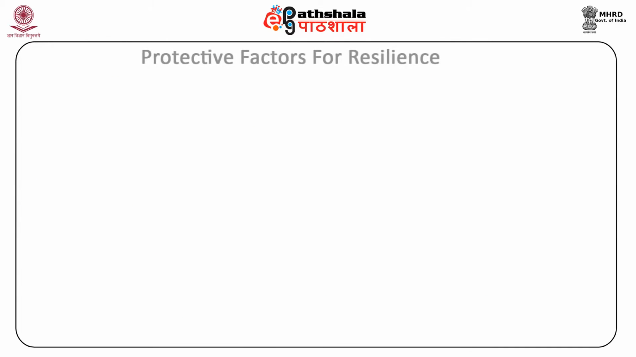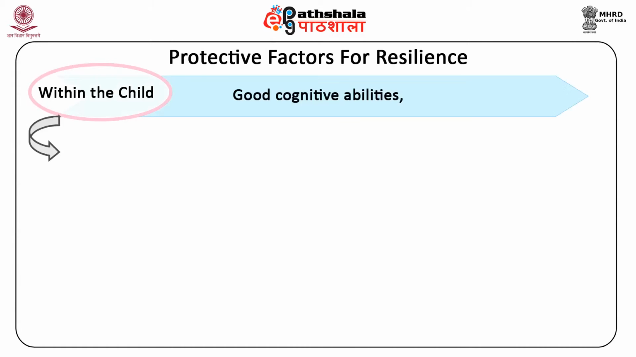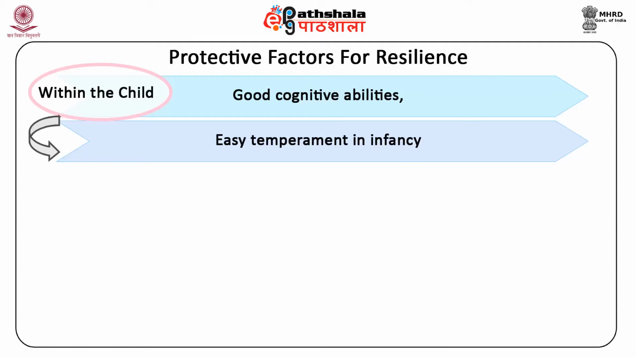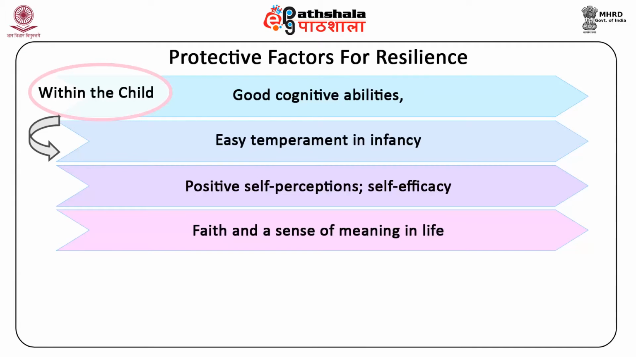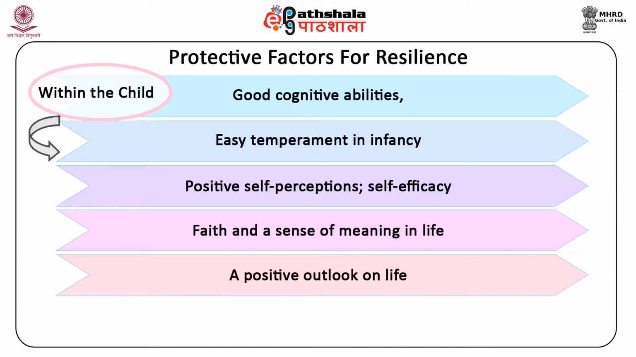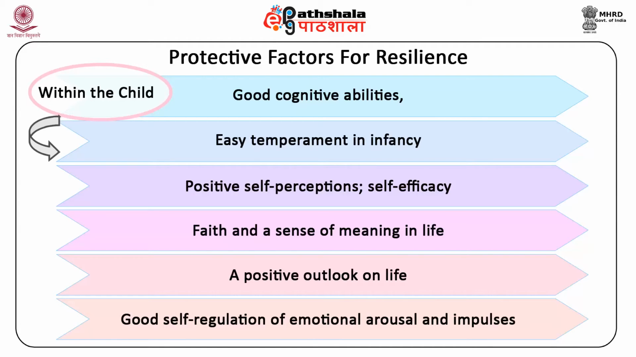Protective factors for resilience. There are certain protective factors for resilience in children and youth, which are as follows. Within the child: good cognitive abilities, including problem solving and attentional skills; easy temperament in infancy; adaptable personality later in development; positive self perceptions; self efficacy; faith and a sense of meaning in life; a positive outlook on life; good self regulation of emotional arousal and impulses.